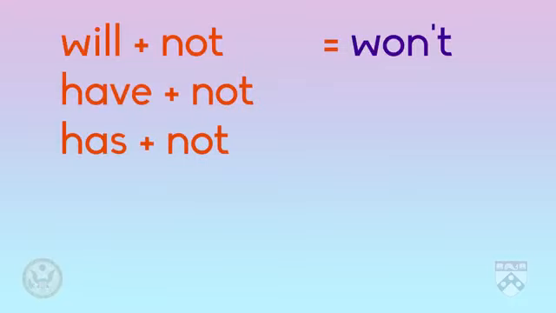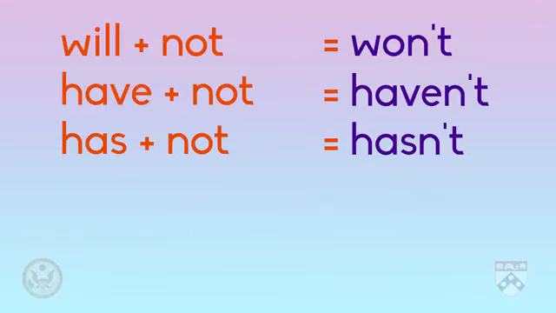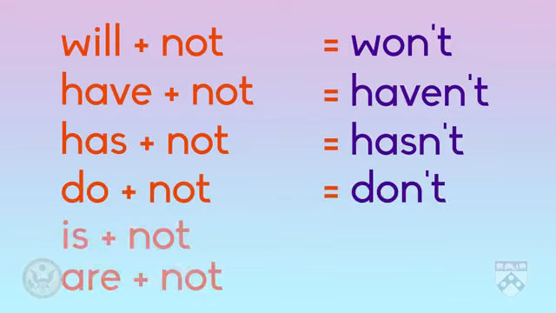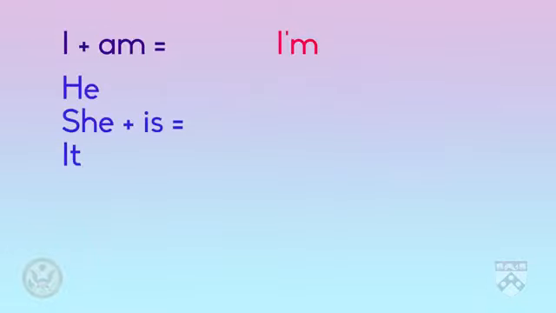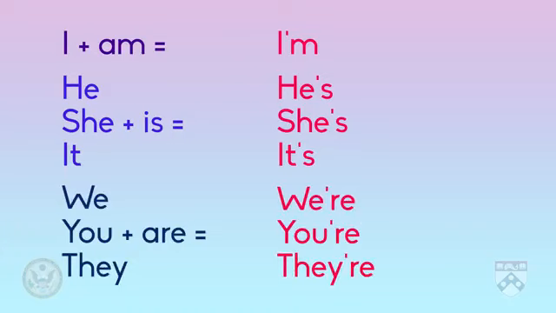So as we can see, "will not" becomes "won't." "Have not" and "has not" become "haven't" and "hasn't." "Do not" is "don't," and "is not" and "are not" become "isn't" and "aren't." For the verb "to be," "I am" becomes "I'm." "He is," "she is," and "it is" become "he's," "she's," and "it's." And finally, "we are," "you are," and "they are" are spoken "we're," "you're," and "they're."